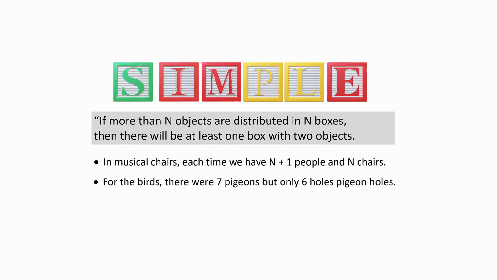In our game of musical chairs, each time we had n plus 1 people and n chairs. That's a way of showing it using algebra. And for our pigeons, there were 7 pigeons but only 6 holes to put them in. Dirichlet developed this principle in relation to some high-level mathematics work involving number theory. However, since this is only going to be an introduction to his principle, we're only going to look at some real-life applications that we can appreciate.